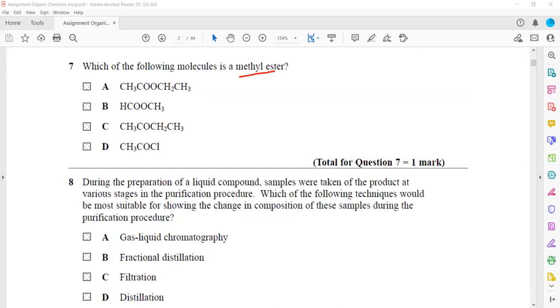Methyl ester means it contains a methyl group, and both sides should be methyl. For example, when we name an ester, the first part comes from the alcohol and the second part is from the carboxylic acid. So to be a methyl ester, what should the name be? It should be methyl methanoate.